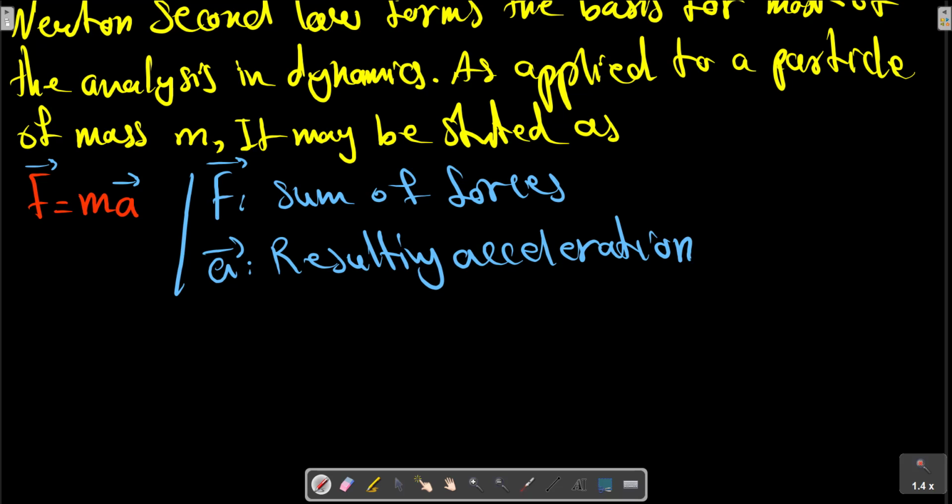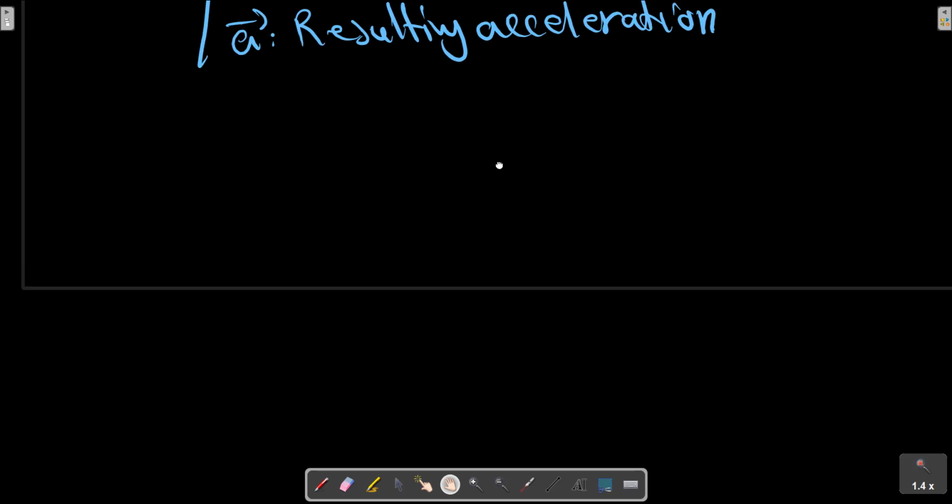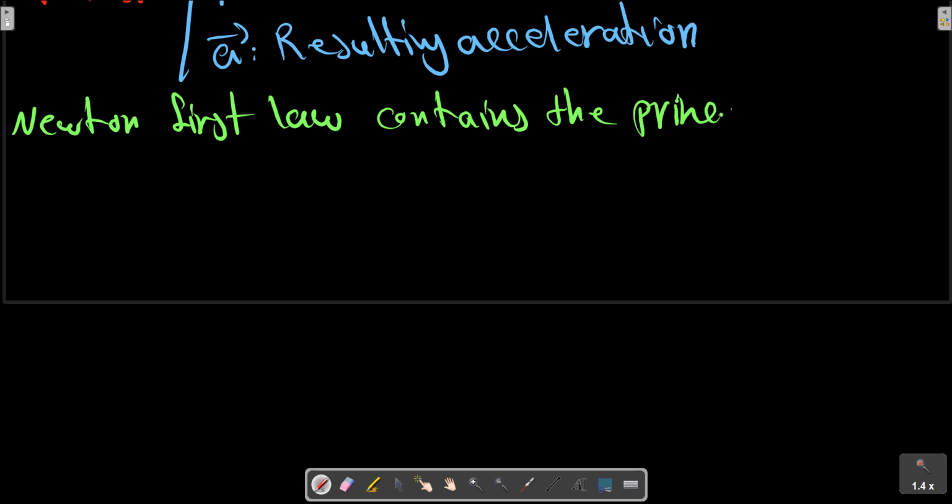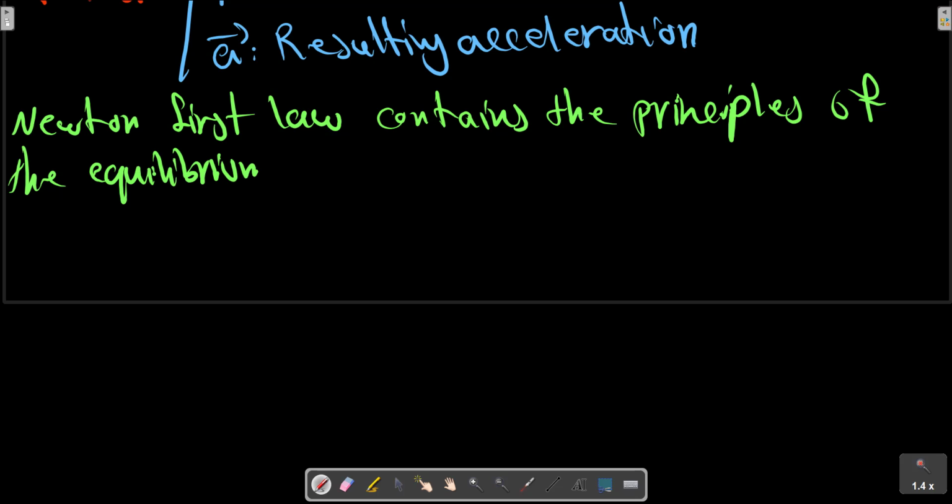Newton's first law contains the principle of the equilibrium of forces, which is the main topic of concern in statics.